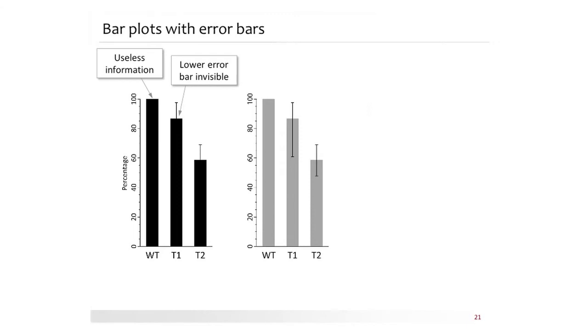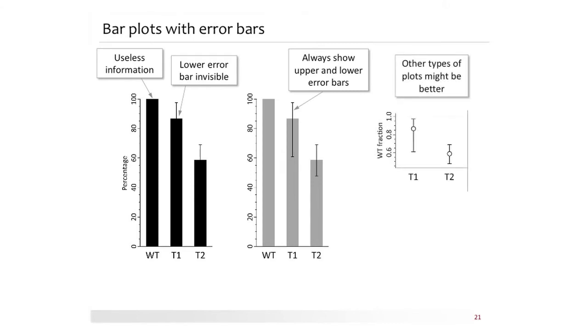And as I said, I really don't know why people do this. But you can see it in Nature, you can read any paper, it's everywhere. So always show upper and lower error bars if you do bar plots. In this particular case, maybe a bar plot is not really necessary. You can do much simpler plots with just two data points and error bars. You can zoom in a little bit so you can see it more clearly, and you can see how the error bars overlap here.